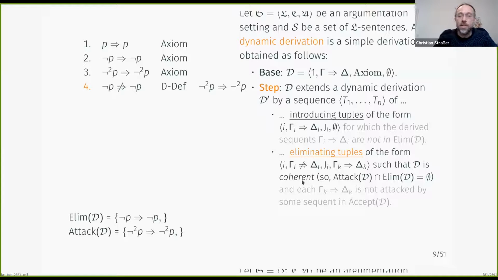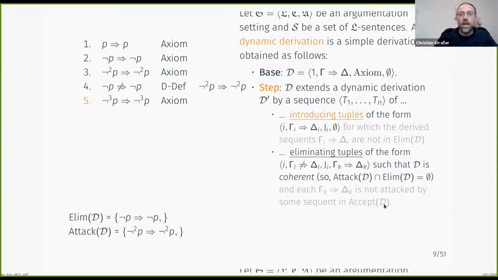And now we have this additional constraint: the resulting derivation should be coherent. So there should not be an argument which is at the same time an attacker and eliminated. And similarly, as before, for the introducing tuples, we also don't want one of the introduced attackers to be already attacked by some accepted sequence in the derivation. That should also not happen. It would be a kind of irrationality problem if one would allow for that. Okay, so this is the way dynamic derivations proceed.